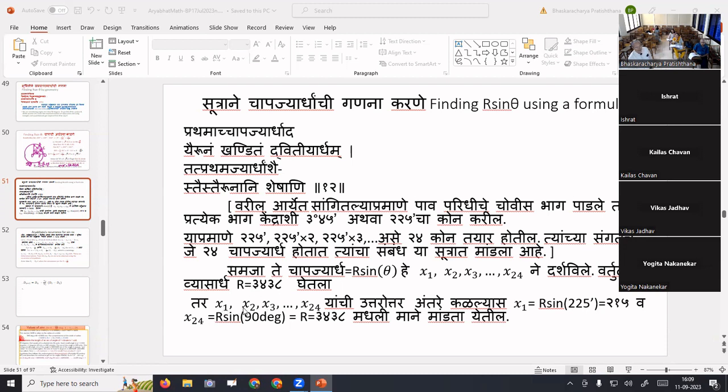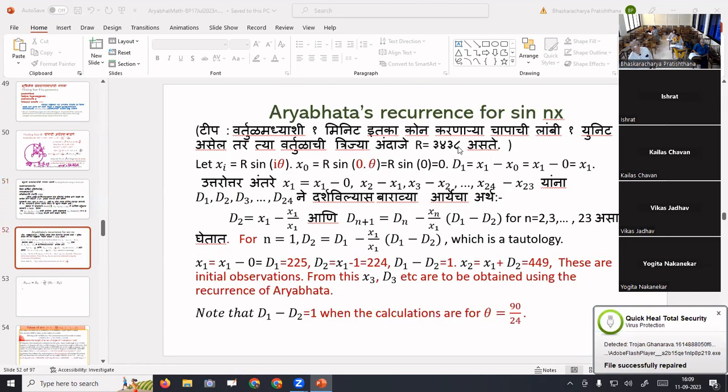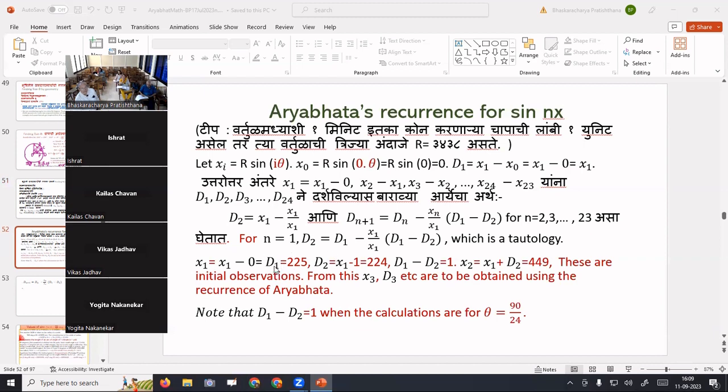And Aryabhata gives a recurrence for these values of x1, x2, x3, x4, and so on. Now Aryabhata declares D1. D1 is the difference between x1 and x0. Now x0 is taken for convenience, that is angle 0. So sine of 0 or r sine 0. So x1 is x1 minus 0. That is actually d1. So d1 is the difference between x1 and x0. So although we write d1 equal to x1, the reason for that is like this.